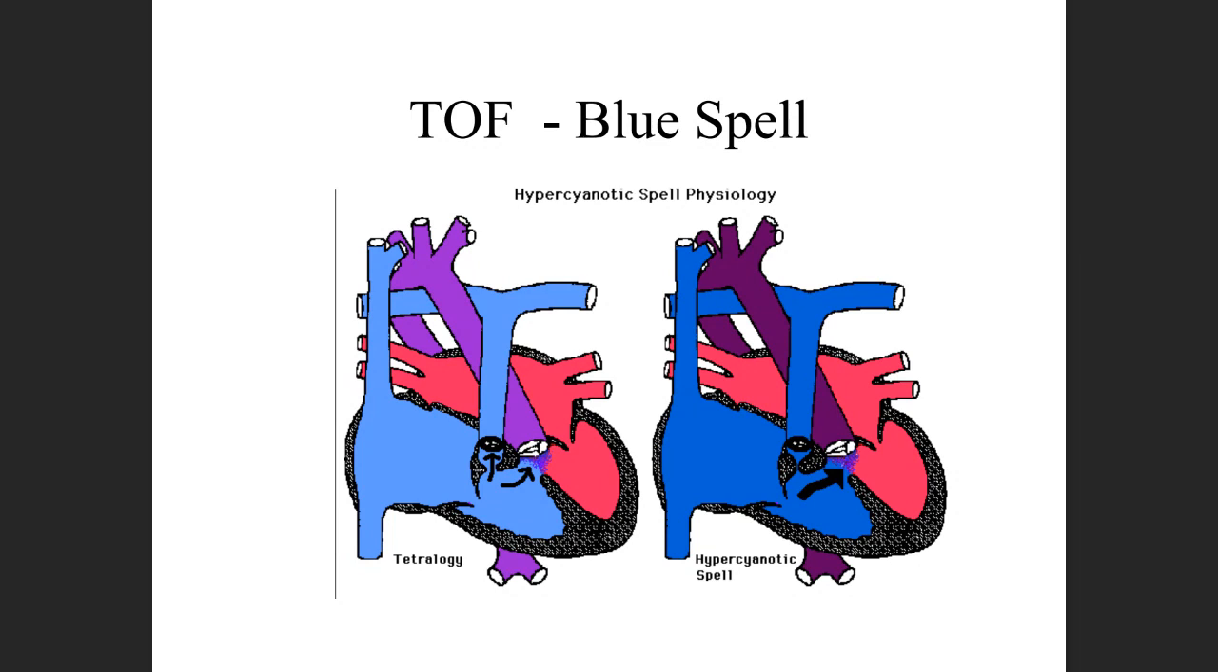The other condition which will increase the right to left shunt is increasing the obstruction to the flow of blood across the pulmonary valve into the pulmonary circulation. And this happens when that muscle below the pulmonary valve contracts, and it causes a further obstruction to the flow of blood across the pulmonary valve. So conditions which promote the right to left shunt may lead to a blue spell.